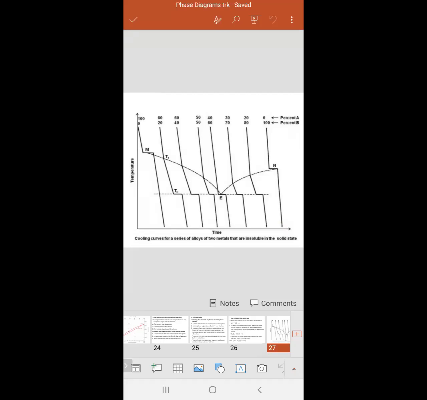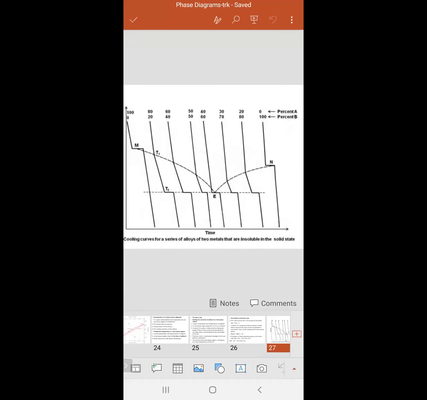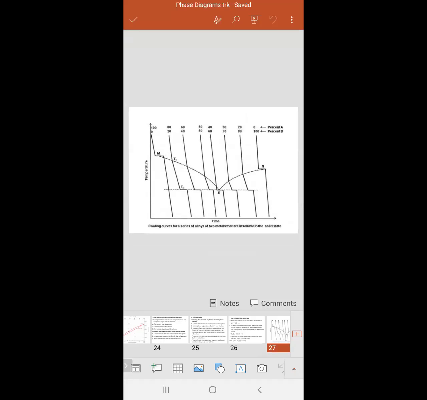When you see the cooling curves of a series of alloys, you can understand this. The two metals are insoluble in the solid state, that's why it has happened like this. For all the alloys, the starting point is different, and the ending is a common point, that is E, the eutectic temperature.